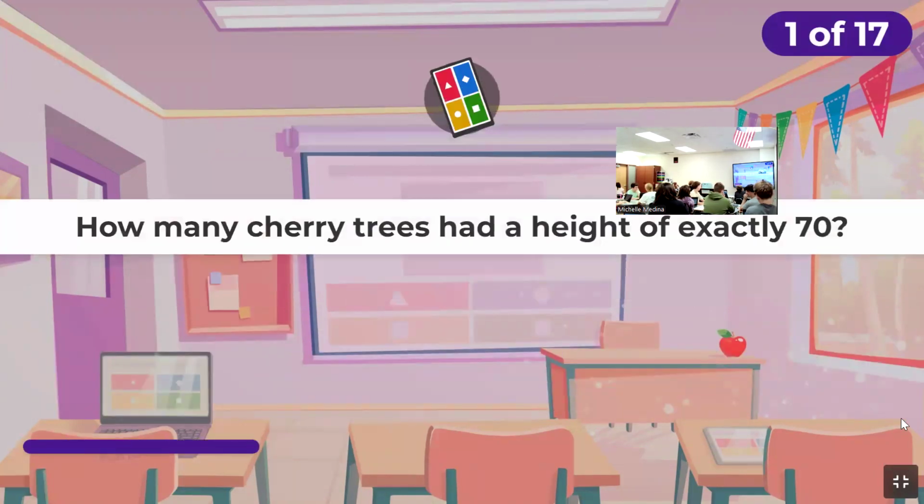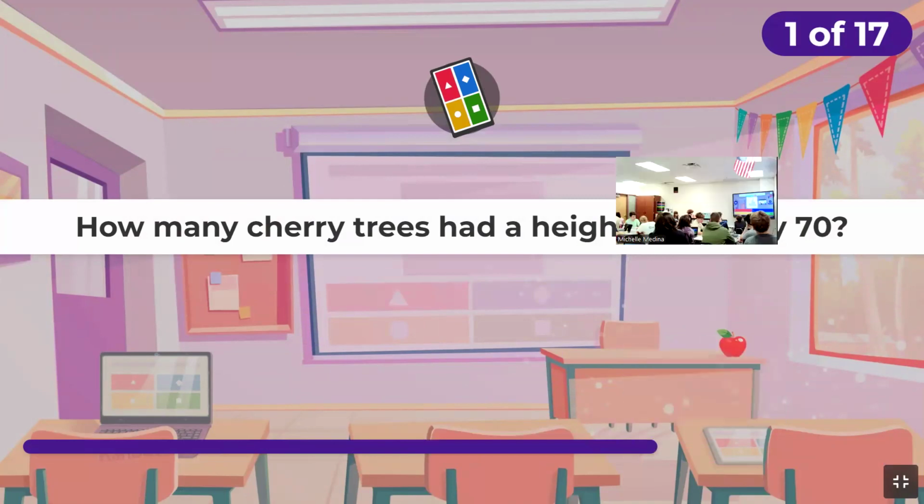So first one, how many cherry trees had a height of exactly 70?